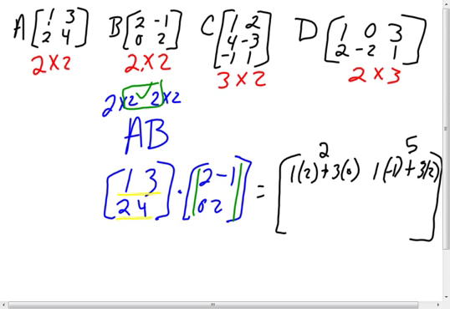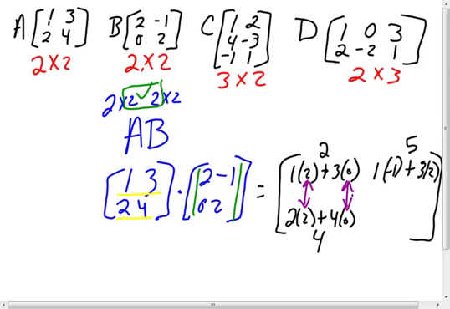Now, since we run out of columns in B, we go back to the next row in A. So that would be 2 times 2 plus 4 times 0. Notice how the columns stay the same. Notice how those match, and we just move down the rows. So 2 times 2 is 4. 4 times 0 is 0. So that would be 4.